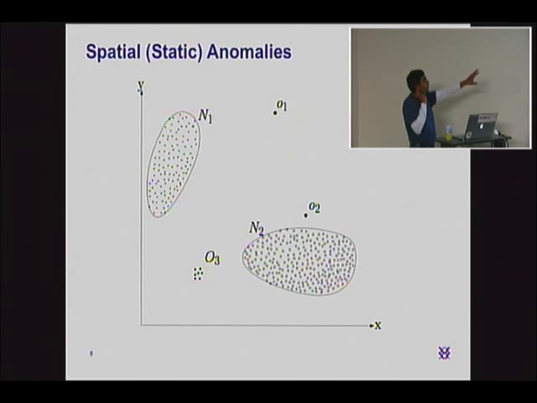And most of the people in the industry actually use something even simpler than this, which is thresholding. They'll say the value of X has to be less than this, or greater than this, or the value of Y has to be between this range. So essentially, these are like rectangles in this space. And that's what we see most commonly in the industry. So 01 and 02 would be anomalies.